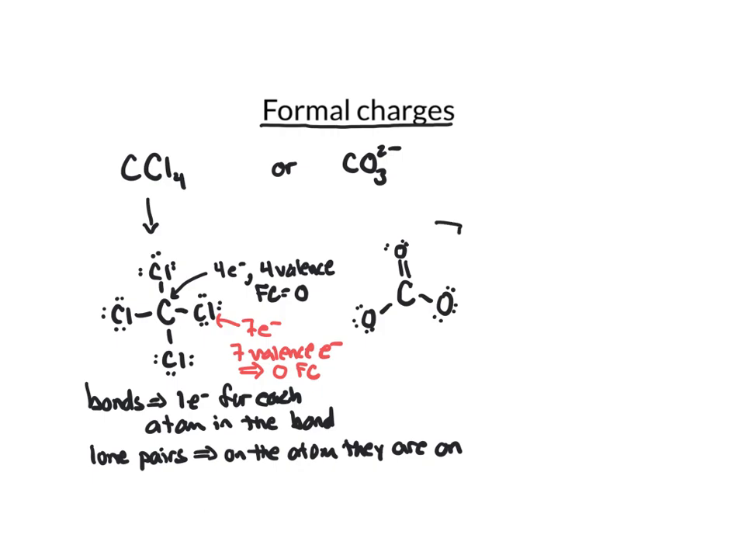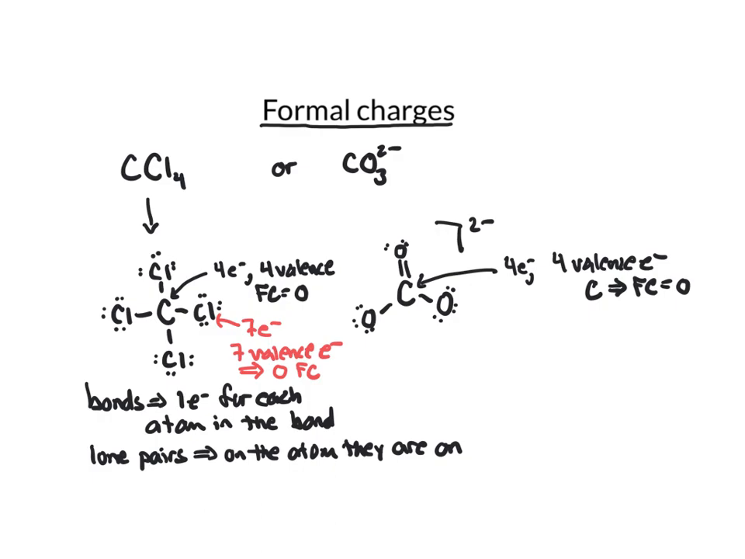Remember that this anion has a total 2- charge. So if I look at the carbon, this carbon atom has 1, 2, 3, 4. Remember, these are 2 different bonds, so I give 1 electron from this bond and 1 electron from this bond to the carbon. 1, 2, 3, 4. So in this structure, carbon has 4 electrons, and it has 4 valence electrons. And so this carbon has a formal charge of 0.